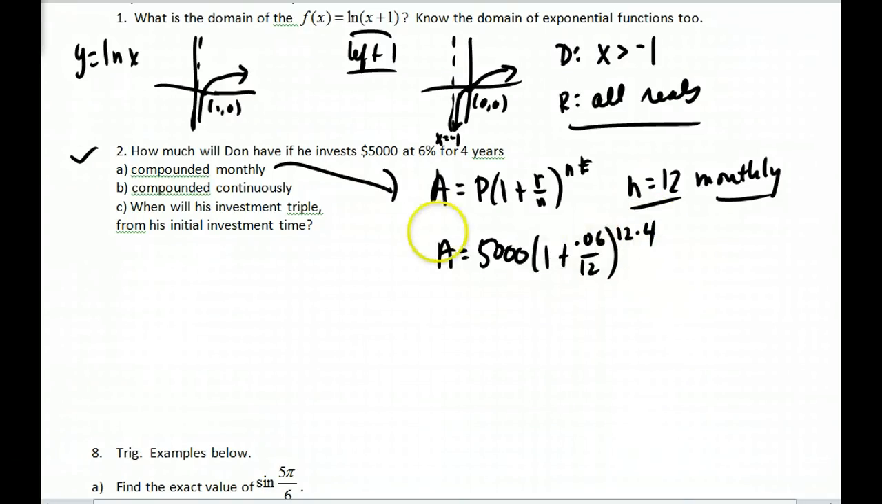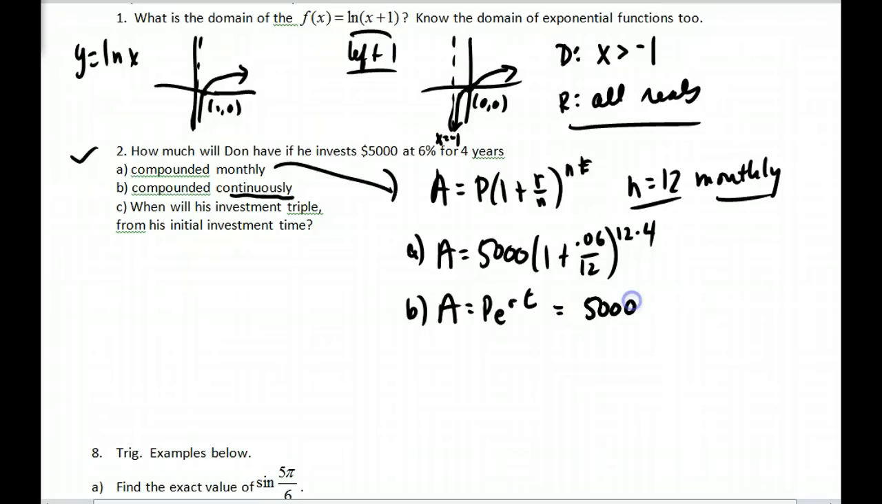So this would be part A. I'm not going to find these answers. I trust you can do that. Part B, compounded continuously. Then we're going to use Pert. Whenever it says continuously, you think Pert. So this would be equal to your 5,000 times e to the r, 0.06, times t. So this would be times 4. Once again, put that in your calculator. It should be a little bit more than this, because if I'm compounding continuously rather than monthly, then I'm going to end up with more money.